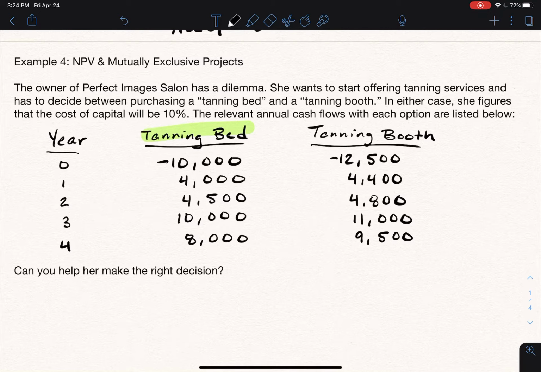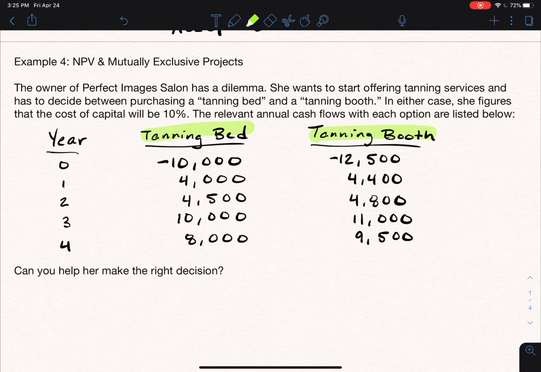Well, in this case, Perfect Images Salon is entertaining the idea of buying a tanning bed or a tanning booth. Okay. And so what we've done is we've figured out what the cash flows would be for each. So then the question is, now that we know the cash flows for each and we know how to conduct a net present value decision model, then how do we know which one to take? All right.